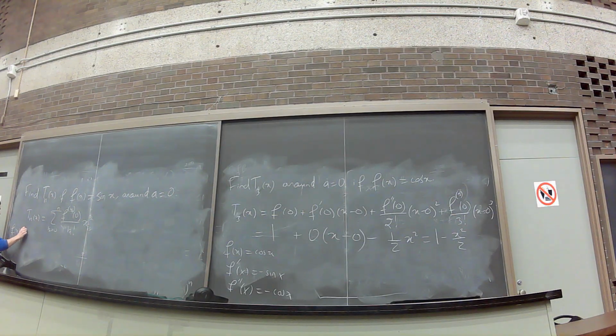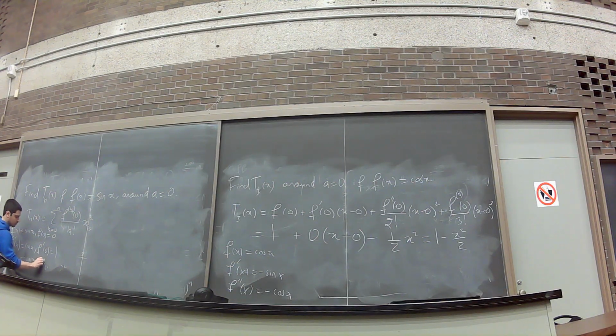Everybody? Great. Well, f of 0, what is f of 0? So f of x is sine x. What is f of 0? F of 0 is 0. Okay, what is f prime of x? Derivative of sine is? Cosine. So what is f prime of 0? F prime of 0 is 1. Now what is f double prime of x?